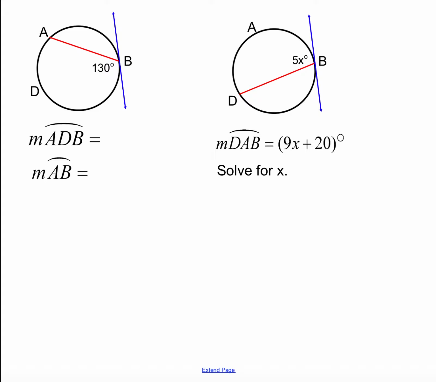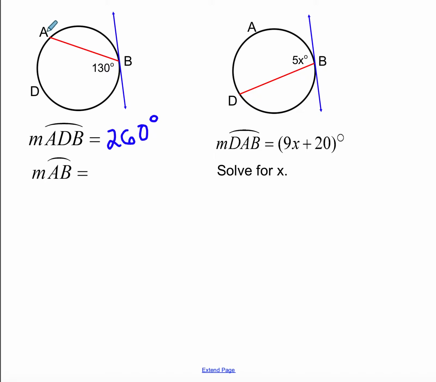So let's do these practice problems really quickly. The measure of arc ADB is intercepted by this angle, 130. If this arc is intercepted by an angle of 130, then this angle must be 1/2 of this arc. So this arc will be 2 times that angle. So this arc will measure 2 times 130, and 2 times 130 is 260.